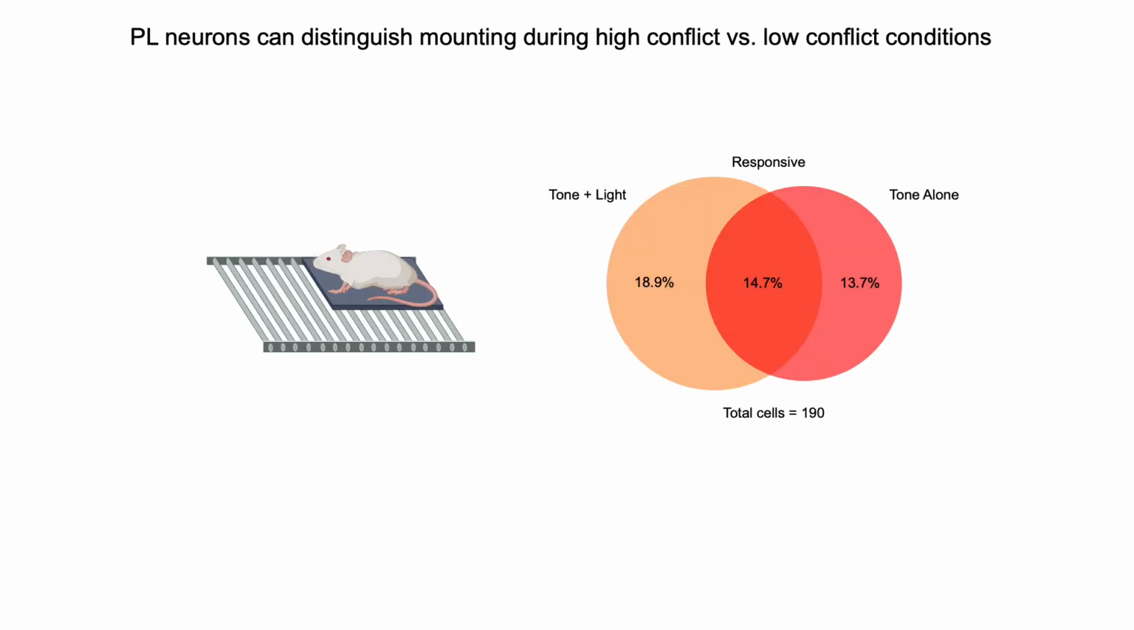Now, what about avoidance behavior? Well, although our analyses are still ongoing, we are seeing that PL neurons are distinguishing platform mounts that occur during high conflict versus platform mounts that occur during low conflict conditions, as you can see from the Venn diagram here on the right.